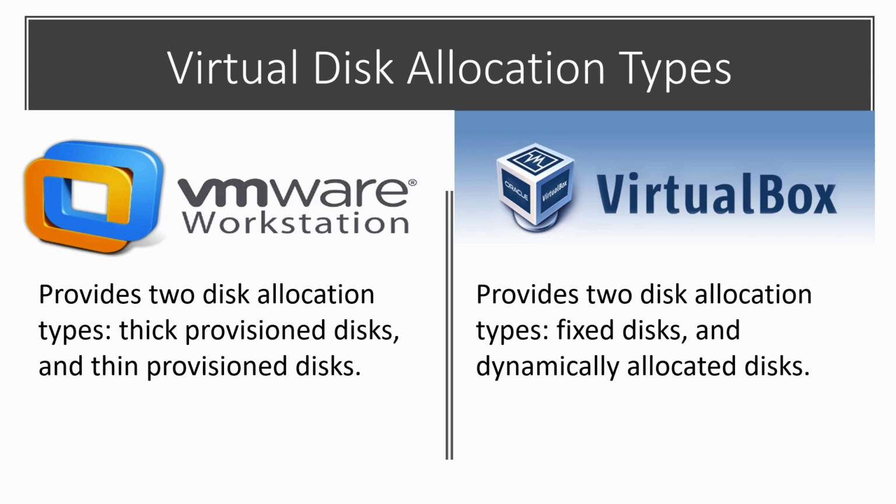Next will be virtual disk allocation types. Normally, when you create a virtual disk, you would need to specify how this disk will be allocated. Both VMware Workstation Pro and VirtualBox support two ways to allocate disk. First one is to allocate the entire disk during its creation. VMware Workstation Pro calls it thick provisioned disks, while VirtualBox calls it fixed disks. Another way is to allocate the disk gradually, increasing the disk size as data is written onto it. This disk allocation is called thin provisioned disks in VMware Workstation Pro, while VirtualBox calls it dynamically allocated disks.